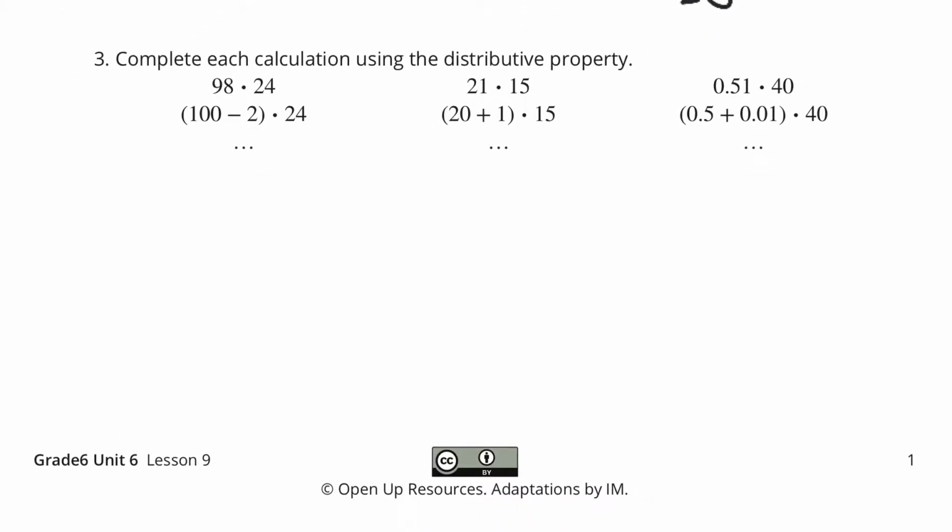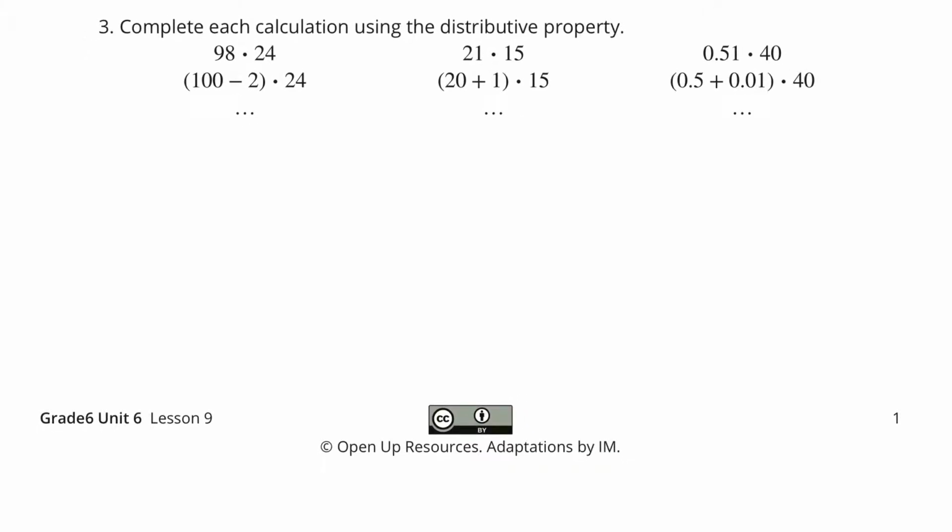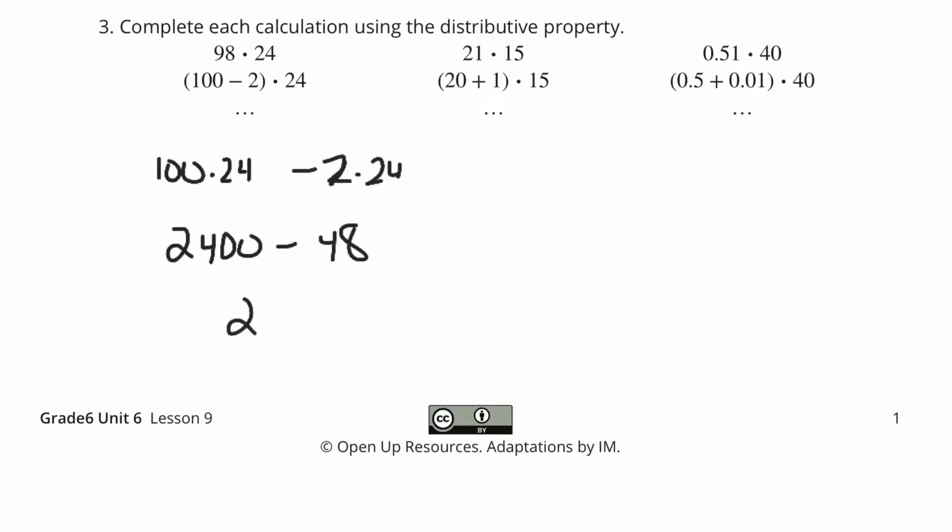Question 3. Complete each calculation using the distributive property. We have 98 times 24 being split into, for the 98, 100 minus 2 times 24. Okay. First we'll just write this out to start, 100 times 24, and then we'll subtract the 2 times 24. 100 times 24 is 2,400 minus 48, which leaves us with 2,352.